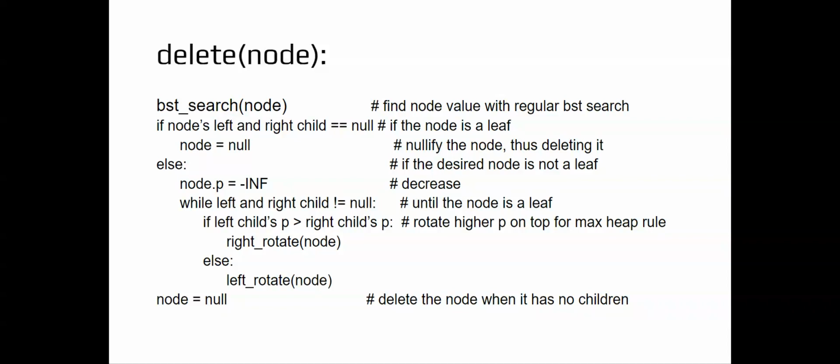if a parent's priority is less than its child's, you will do a rotate to bring it down one further step. And in delete, you always want to rotate the higher priority of a node's children to the top to account for the max heap rule. So if the left child's priority is greater than the right child's priority, you want to rotate to the right. Otherwise, you want to rotate to the left. And when you follow this in the while loop, once you get down to the leaf, you simply nullify the node, just like in the base case.